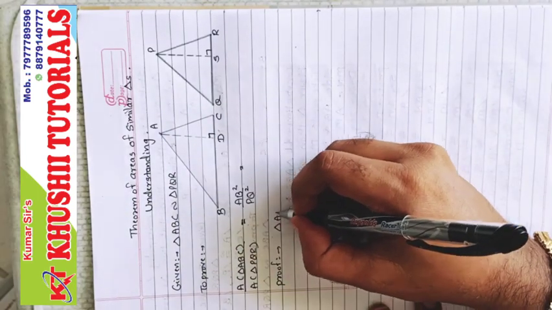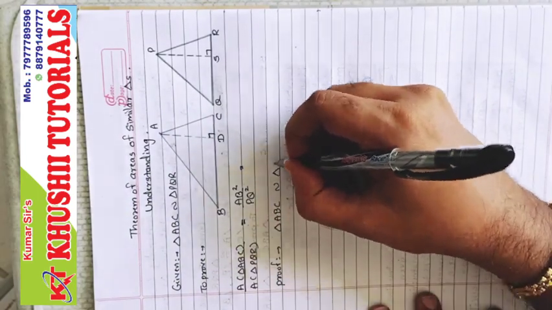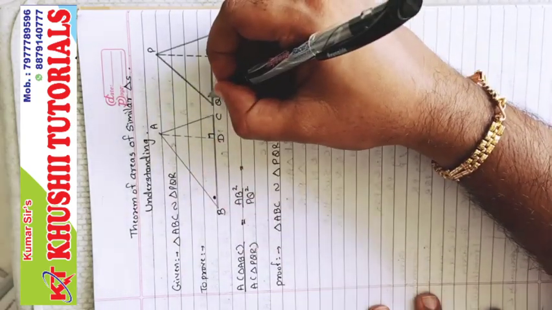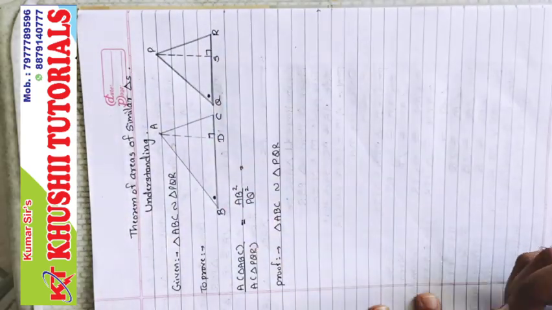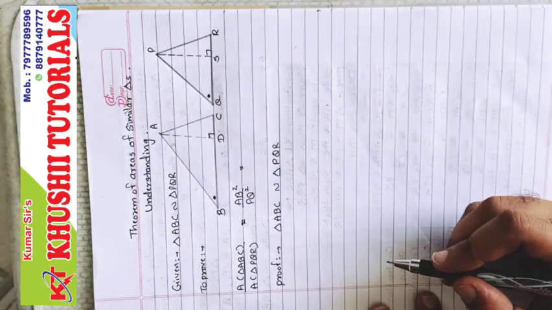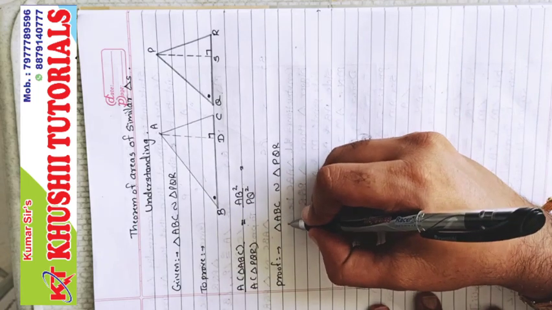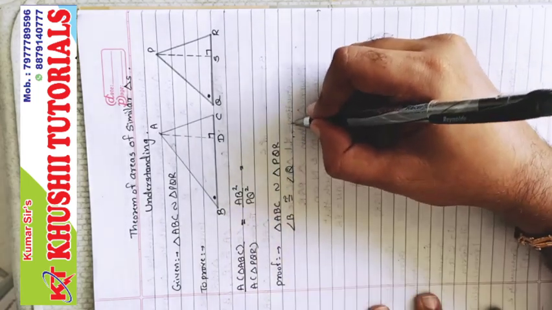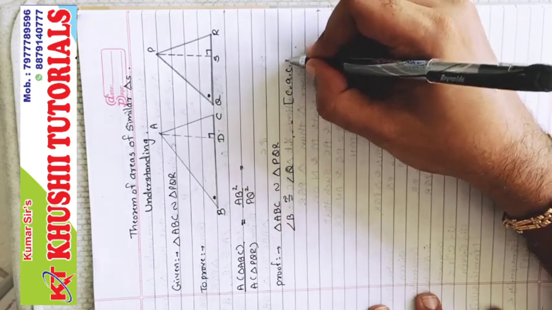Triangle ABC is similar to triangle PQR. That means angle B is congruent to angle Q. Correct? Angle B is congruent to angle Q. Reason will be CACT. Angle B is congruent to angle Q, reason we will write CACT.